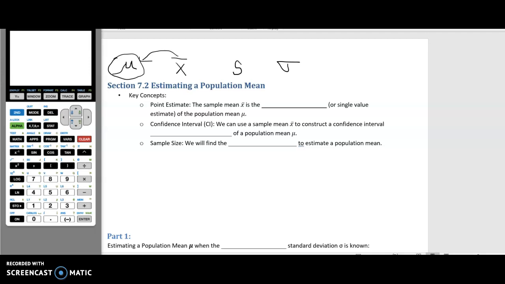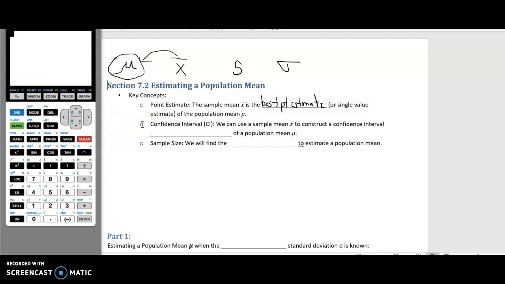So some key concepts: the best point estimate, right? The sample mean X bar is the best point estimate, or single value estimate, for the population mean mu. So what that's saying is that when we have this unknown population mean here, what is the best value that we actually have to try to estimate it? Well, the sample mean, right? Grab a sample, a randomly selected group of people, find the average, and this is the best single value we have to try to estimate this unknown population mean.